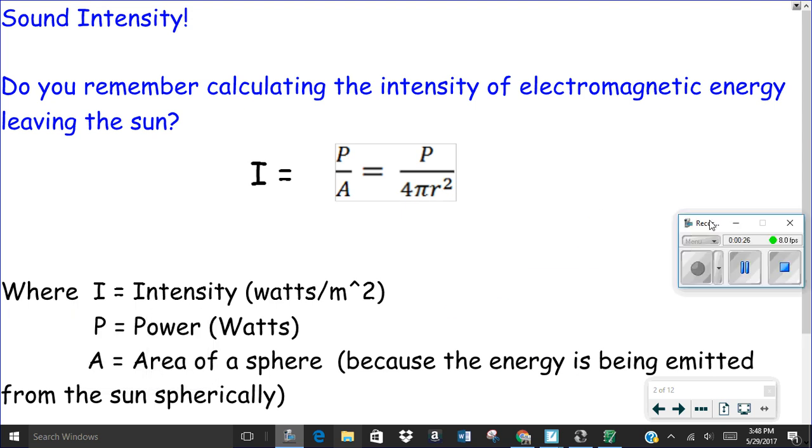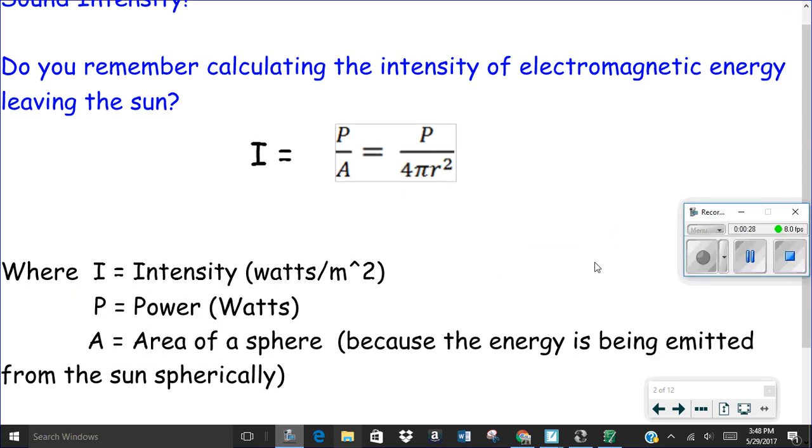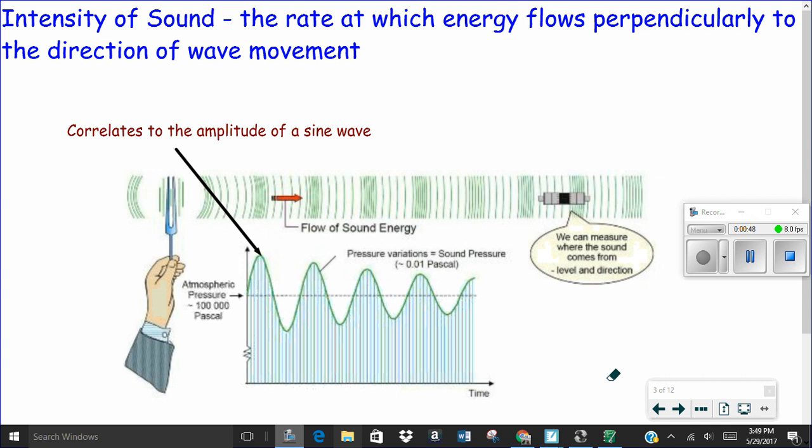Back in the energy unit, we calculated the intensity of electromagnetic energy leaving the sun, where intensity equals power divided by area. And since the sun emitted electromagnetic radiation in a spherical pattern, the area could correspond to the area of the sphere, 4 pi r squared. So why can we use the same equation here?